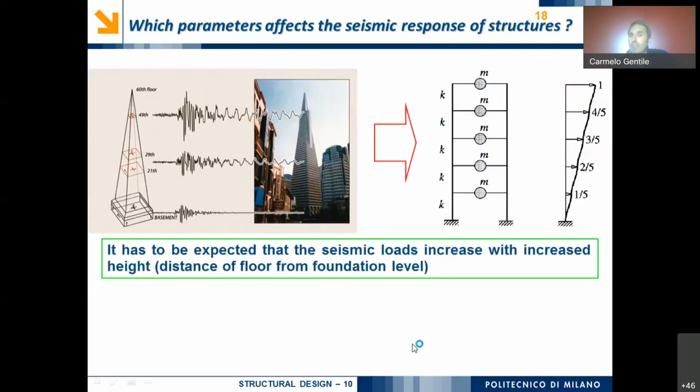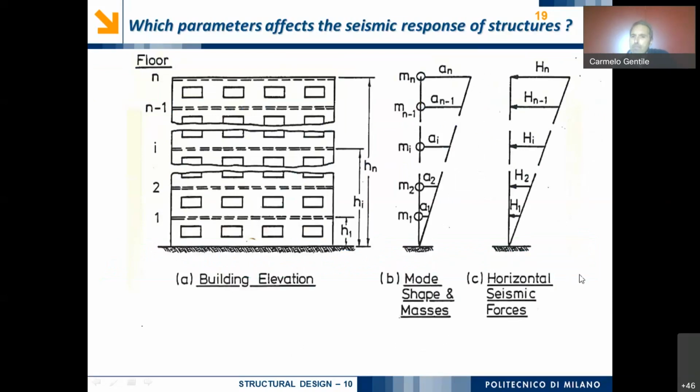Indeed, it is possible to establish which kind of amplification we have along the height of the building by knowing the seismic behavior of the building. In general terms, we can approximate the applied force at the different levels of a building as the product of a certain acceleration times the mass.